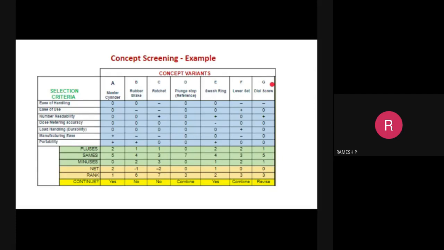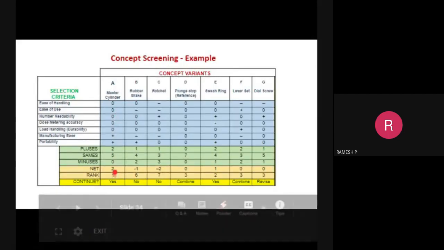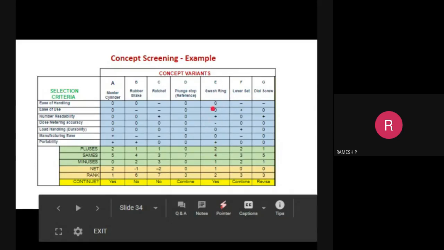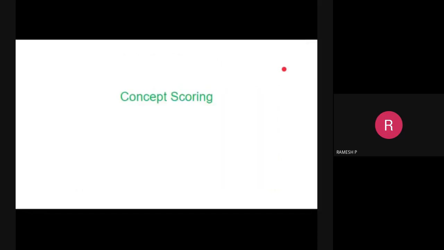Okay, hope you understand. So from this we come to the conclusion that the most promising concept is concept A, obviously the master cylinder, which ranks 1, and concept E, the swash plate, similar to the axial piston pump, which ranks 2, and then the concepts of rank 3. For rank 3, I am combining D and F, and also revising G plus. Consider everything just an example based on its functionality. Meanwhile, we can do it on our own if we are doing it as an example. Going to the next stage, concept scoring.